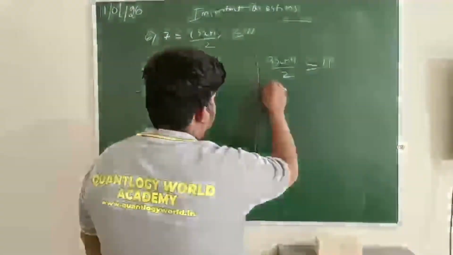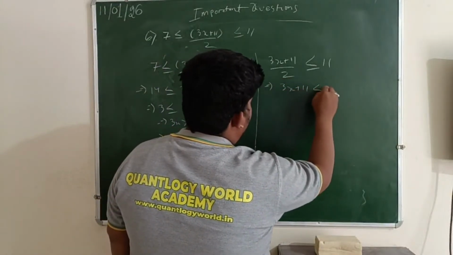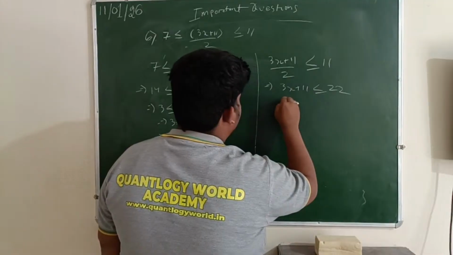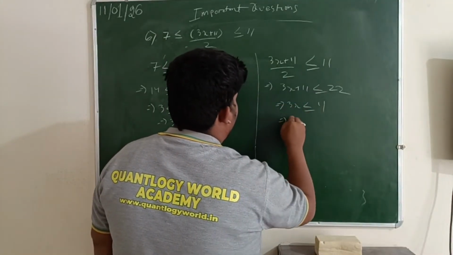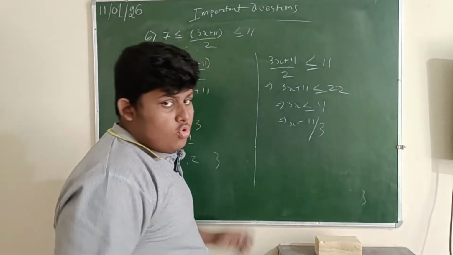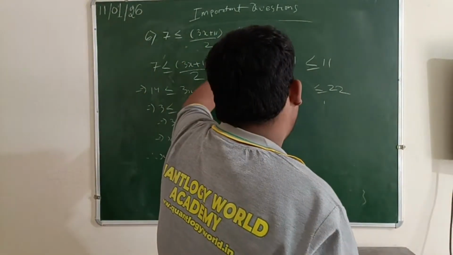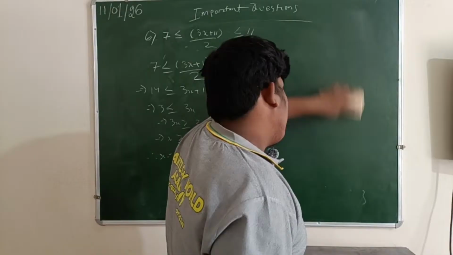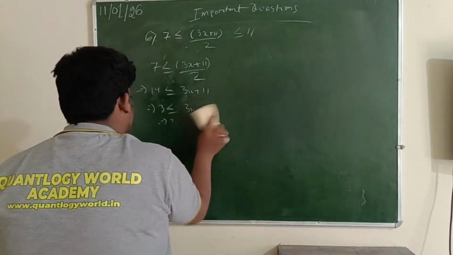Next we'll solve the right side. 3x + 11 ≤ 22. 3x ≤ 11, x ≤ 11/3. So this question is also over. Next, the linear inequalities part is over. We'll move to one of the most important chapters of class 12, that is derivatives.